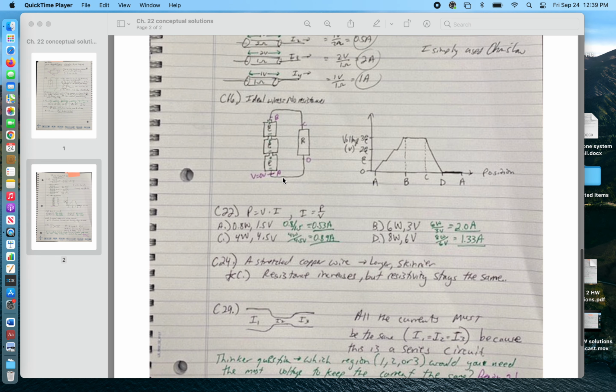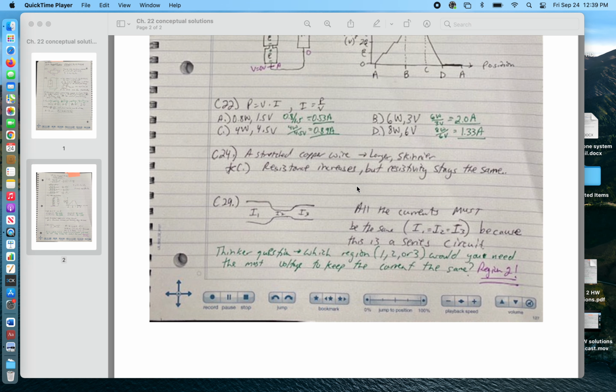C16, I like this because it lets you think about the potential as you go through 3 batteries, each with an EMF of E. Now, I drew little notches here. You could have drawn this as a straight line up to 3E for the potential. If we have an ideal wire, which would have no resistance, then we don't have any change in the potential in the wire. If we had a little resistance in the wire, then this would be a slight negative slope. So we lose the potential when we go through the resistor.